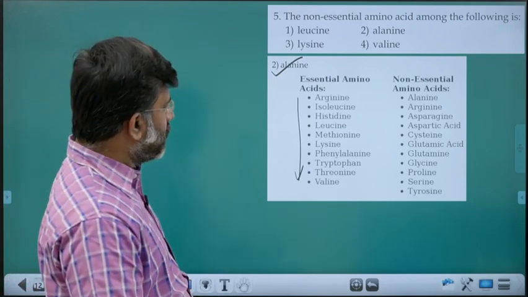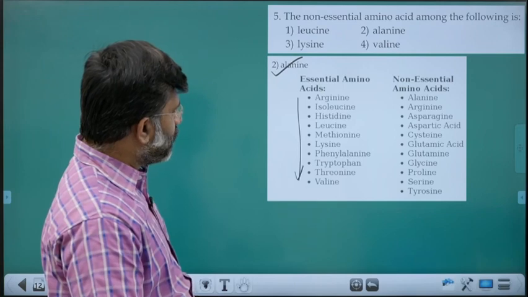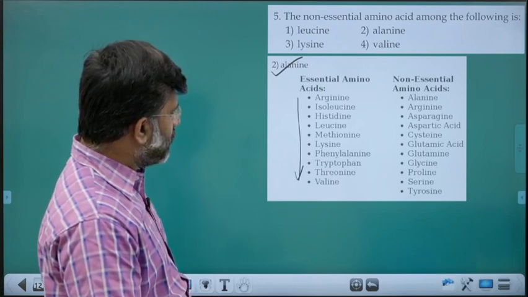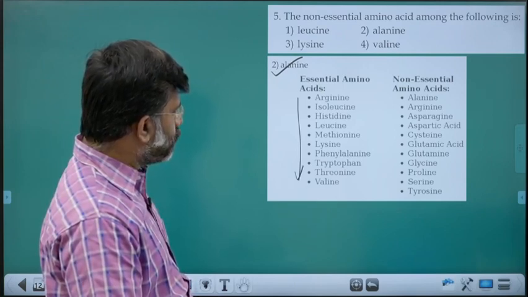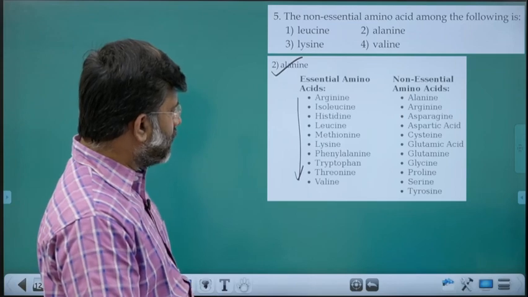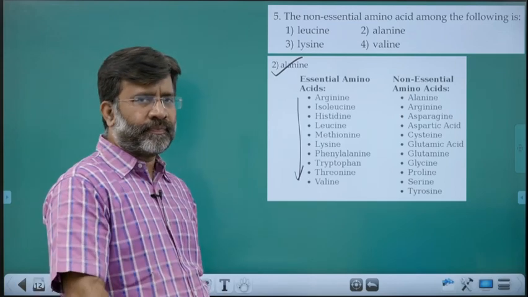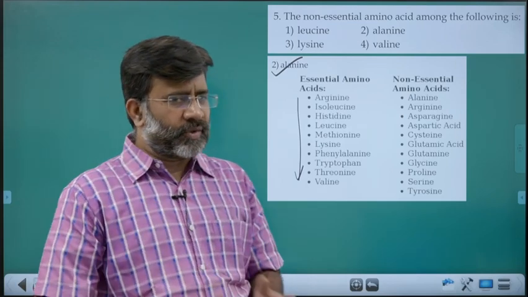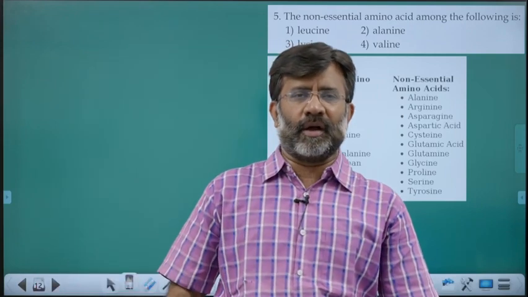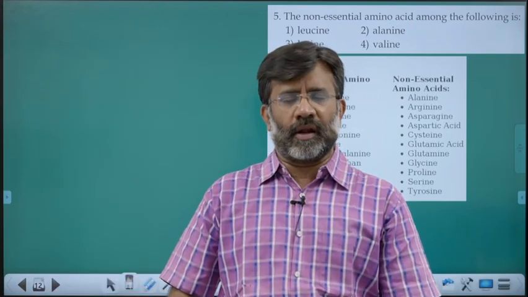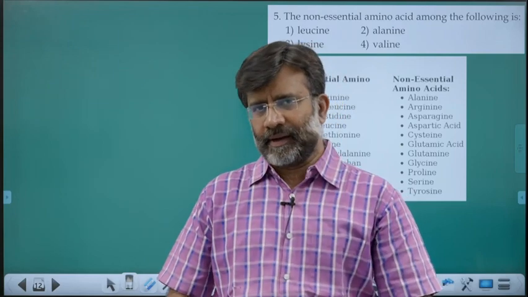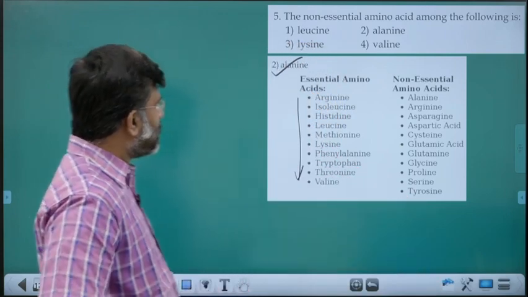Which are all non-essential? Alanine, arginine, asparagine, aspartic acid, cysteine, glutamic acid, glutamine, glycine, proline, serine, tyrosine. They are all. So this is one of the most important areas concerned with amino acids. Essential, non-essential amino acid. You must learn that. Okay. Next.